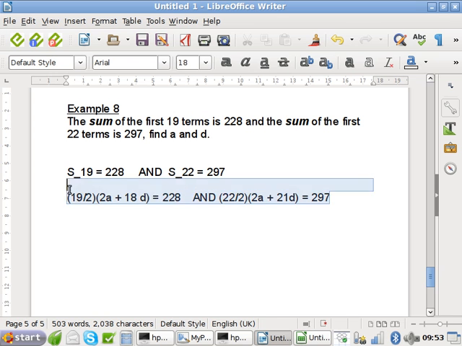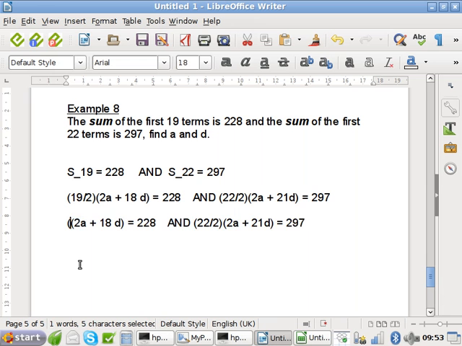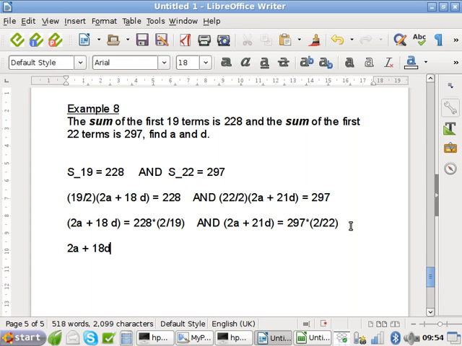Okay, let's clean these up a bit. So I can bring this to the other side and make it a 2 over 19. And I can bring this to the other side and make it a 2 over 22. Can somebody calculate those numbers there? Are they nice numbers or ugly numbers? That's a nice number. 2 times 228, and divide by 19? 24. Okay, and then on the other side?